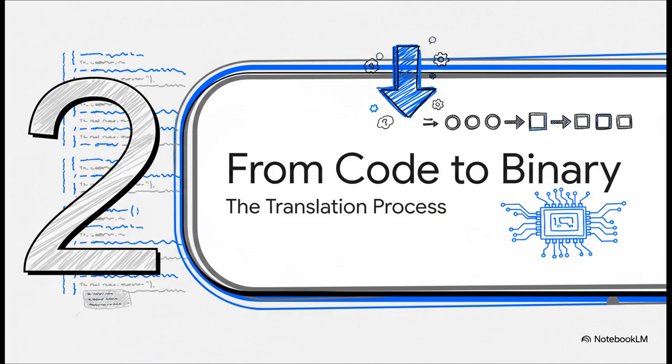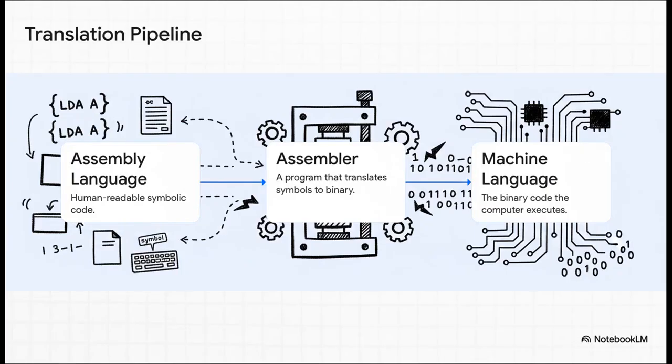All right, so how do we get from code that people like us can actually read to the simple ones and zeros the machine needs? Well, it's all about translation. So you can imagine, programmers aren't sitting there typing out ones and zeros all day. That would be a nightmare. Instead, they use a symbolic language called assembly, with short commands like LDA for load A. Then, a special program called an assembler acts like a translator, converting these human-readable symbols into the pure binary machine code that the hardware actually understands.